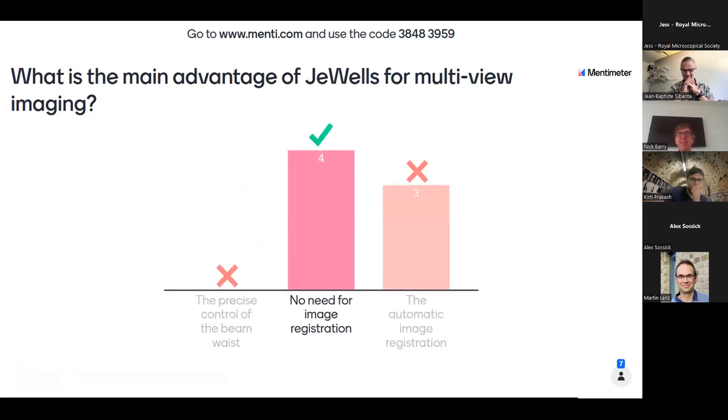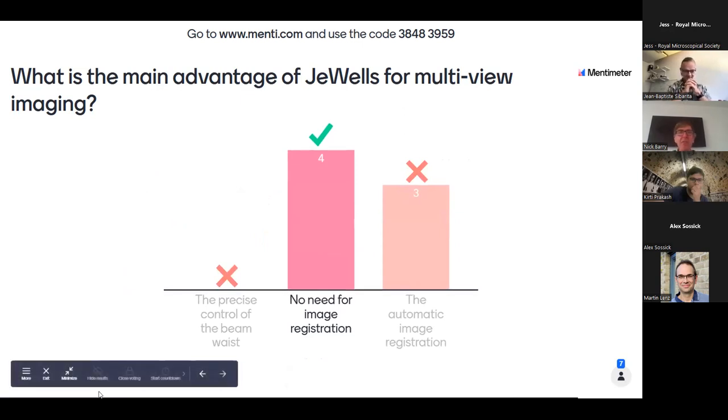Ooh, and the answer is no need for image registration. That's built into the device.